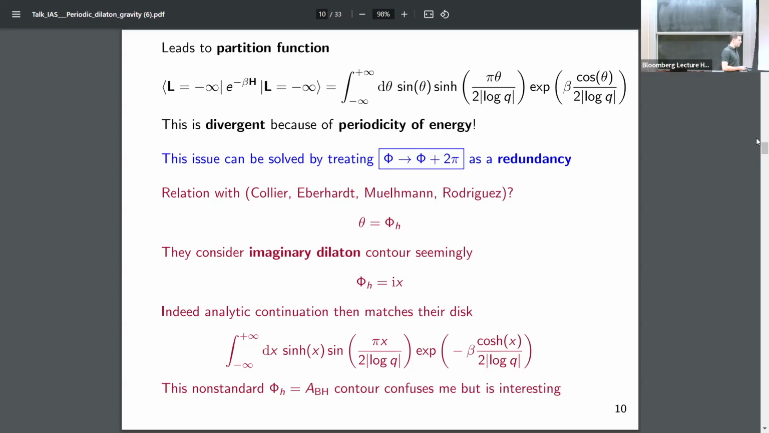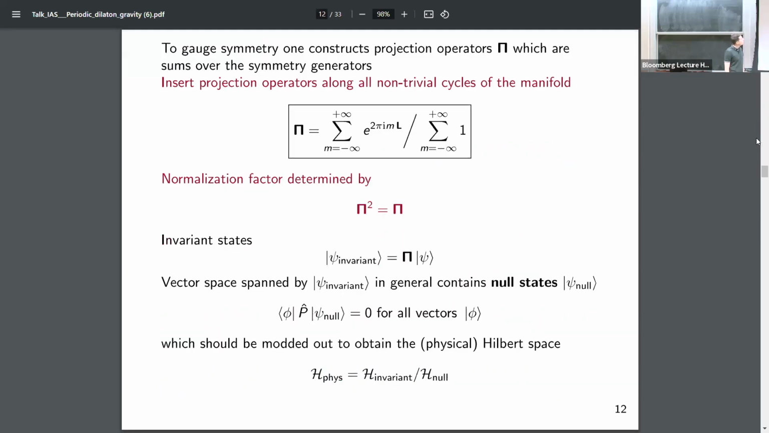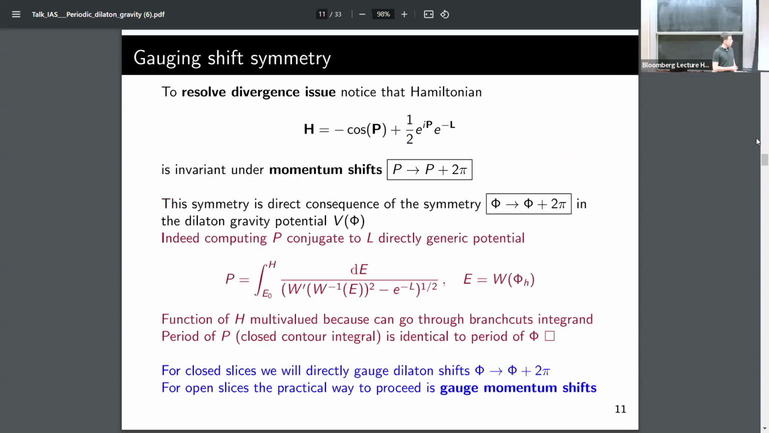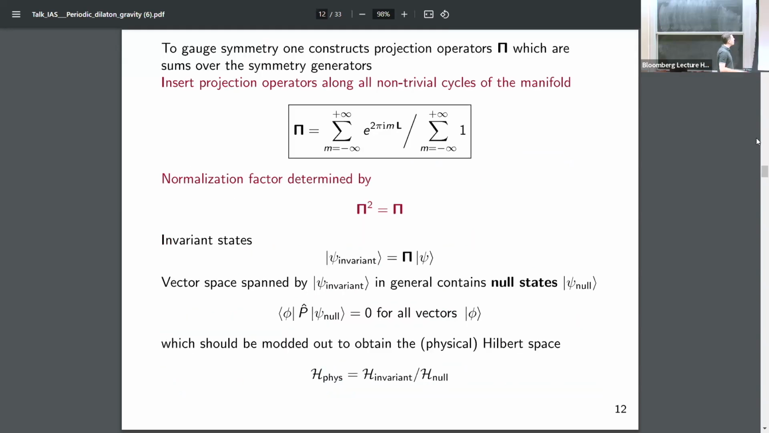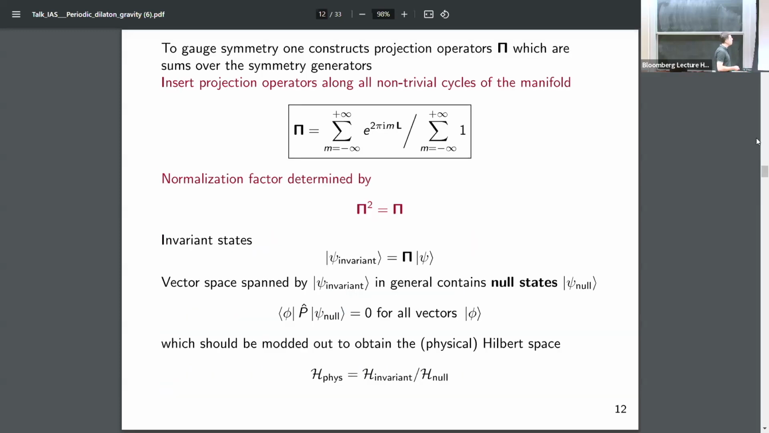Okay, but there is a symmetry in shifting p by 2 pi. So let's just deal with that and see where we get. Okay, so I want to gauge the shift symmetry of the momentum now. It's probably less confusing to you all than me saying I gauge a dilaton.